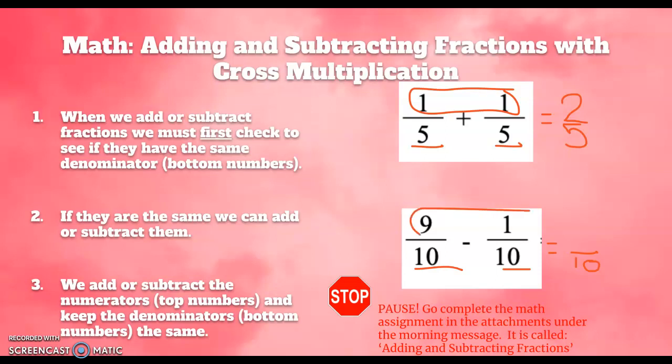And the same with here, we have that same bottom number, so we can just go ahead and subtract, but we don't subtract the bottom numbers, we only subtract the tops. 9 subtract 1 is 8, and that's how I would add or subtract fractions if they have the same denominator.